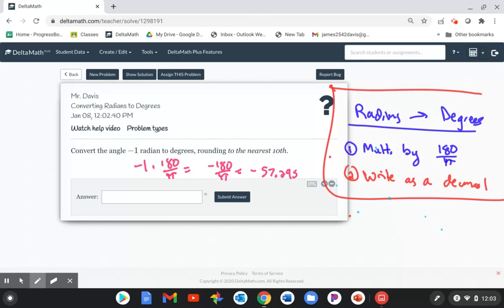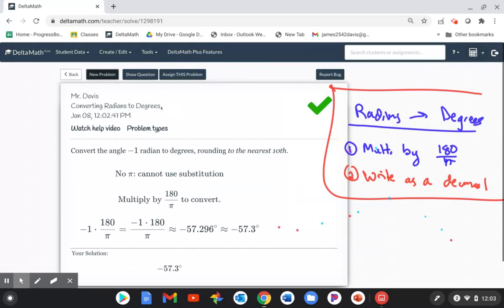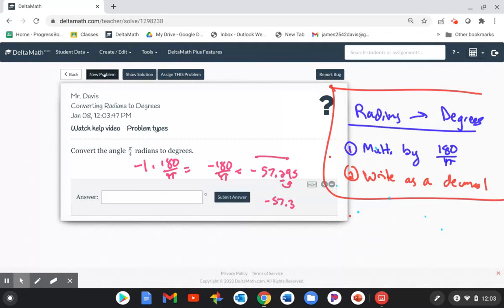And you will get negative 57.295. Since we are asked to do the nearest tenth, we will round this up because we got a 9 next to it, so negative 57.3 will be our answer. Don't round any intermediate steps either. You need to just type it in exactly as it is with a pi there. So that is basically it.